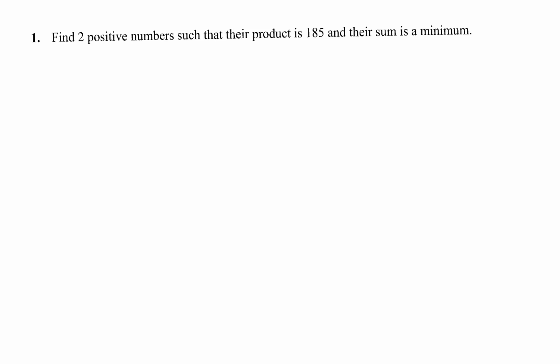Find two positive integers, two positive numbers, x and y. So x and y that you multiply, and the product is 185. Now the function that is the sum is x plus y. And you want to find when s is a minimum.